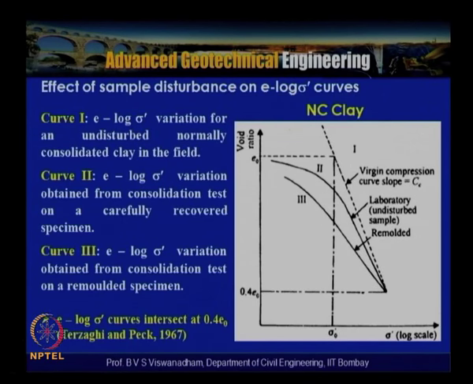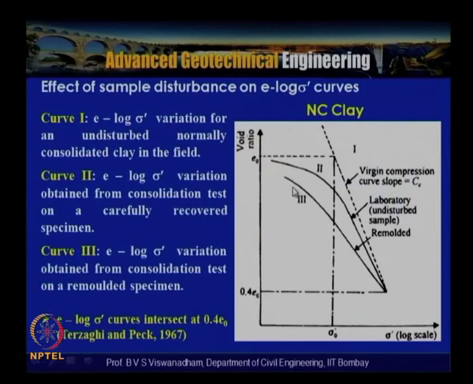Curve 3 is from the same soil tested in 2, but remolded and reconsolidated, and we get the e-log sigma dash curve in this form. For the remolded specimen, it is very difficult to distinguish where the pre consolidation pressure is. As you go away with the degree of disturbance, it is very difficult to distinguish the stress history the sample has been subjected to.